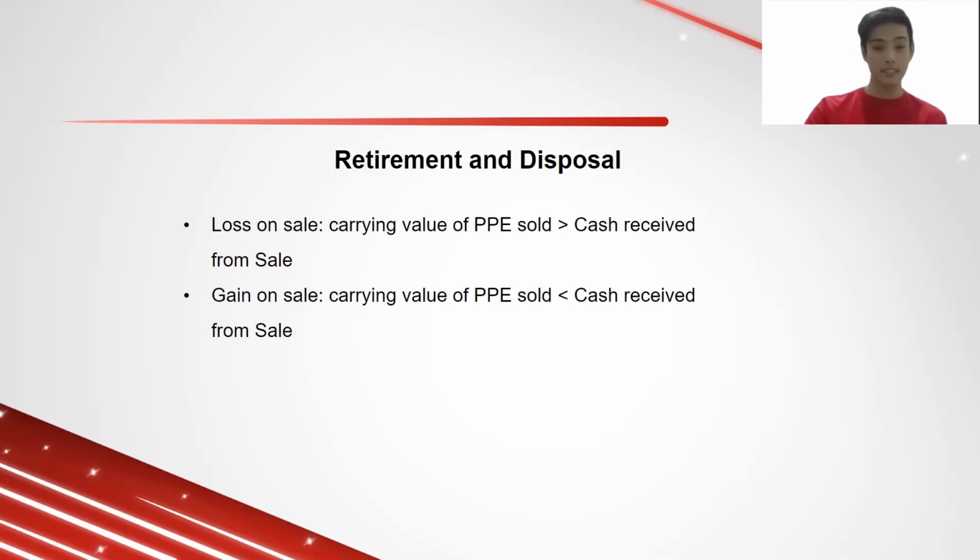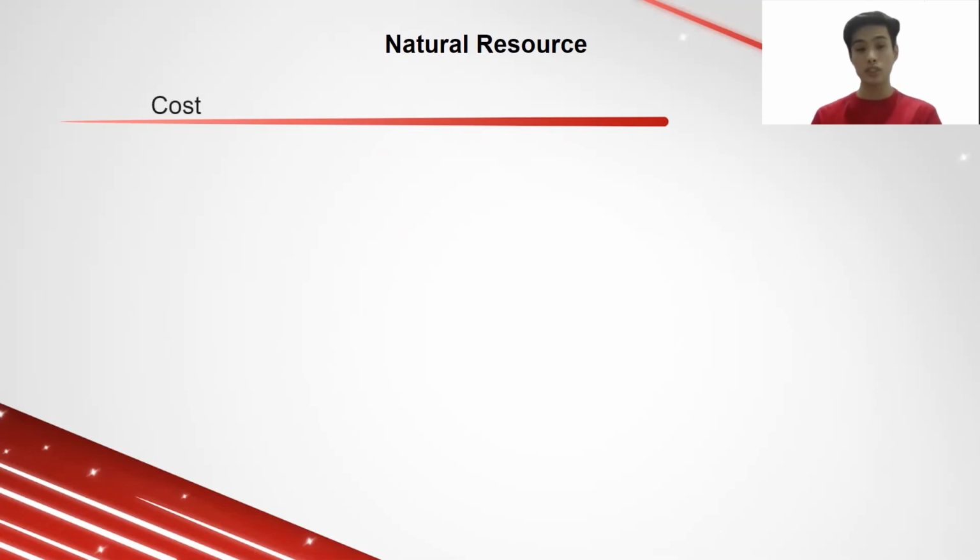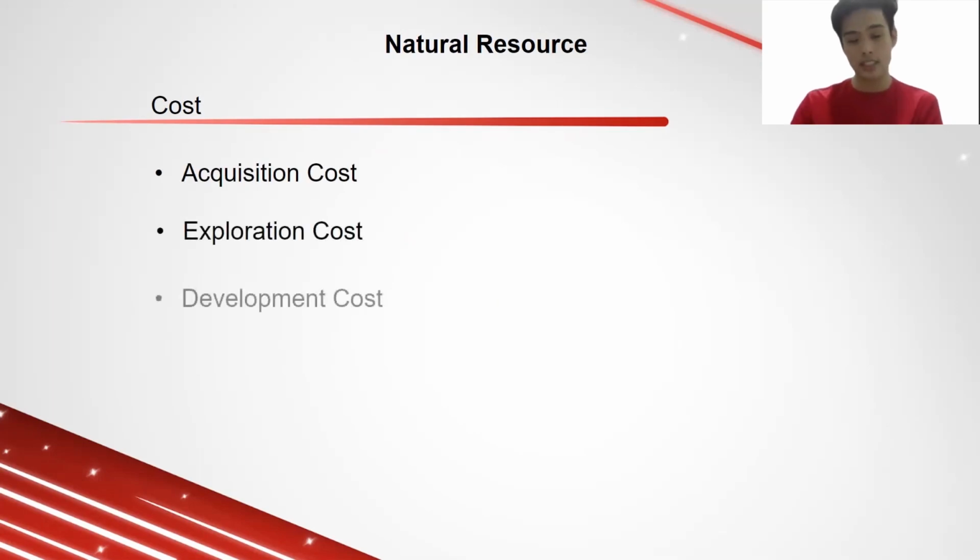Now, for the next, I would say, sister topic, it's the natural resources. Natural resources, though it's a different account title, similarly works like PPE. Because first, you measure its cost. So thankfully, it's a lot more straightforward in that it only comprises the acquisition cost, exploration cost, development cost, and restoration cost. Now, what is the difference between the four?